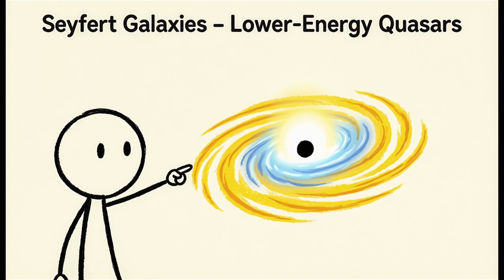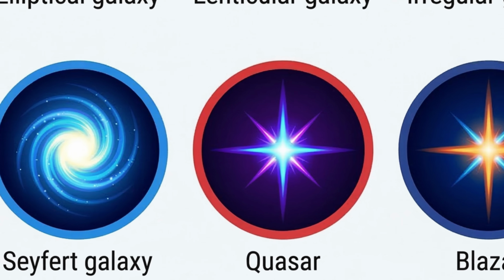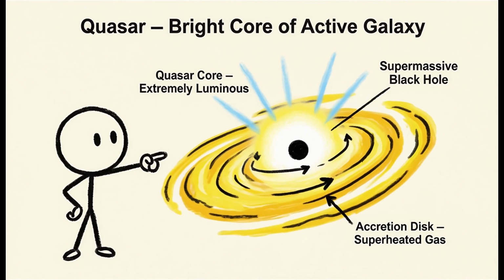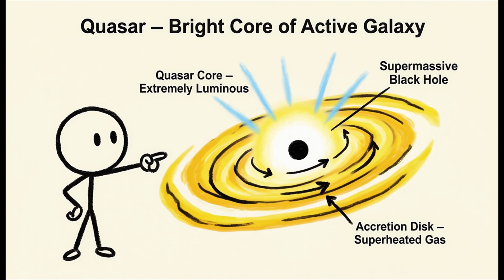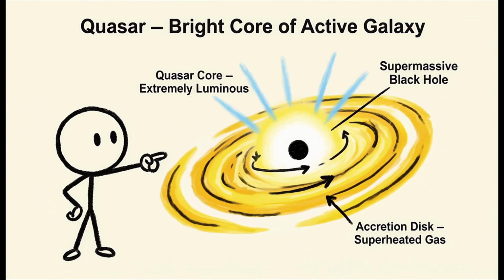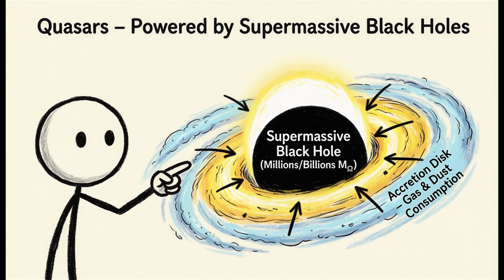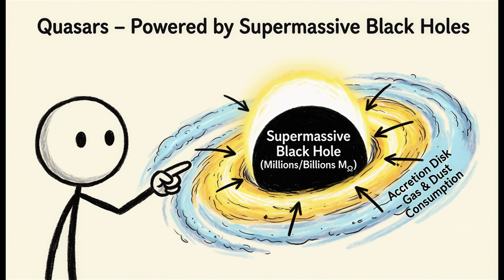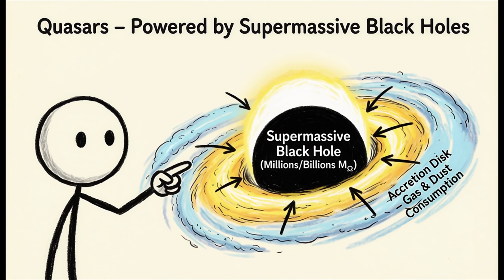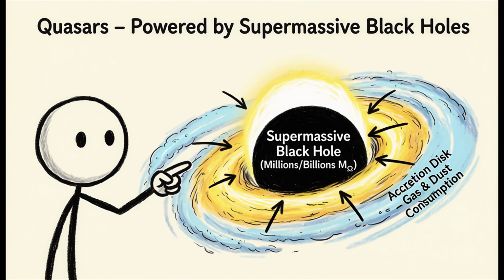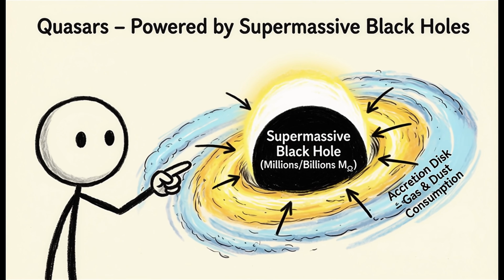Quasar. Short for quasi-stellar radio source, quasars are the incredibly bright and distant cores of active galaxies. They are powered by supermassive black holes, millions or even billions of times more massive than our Sun, consuming enormous amounts of gas and dust.